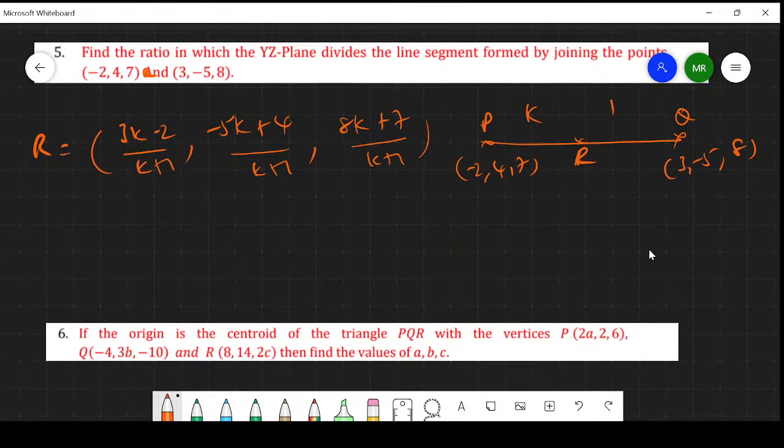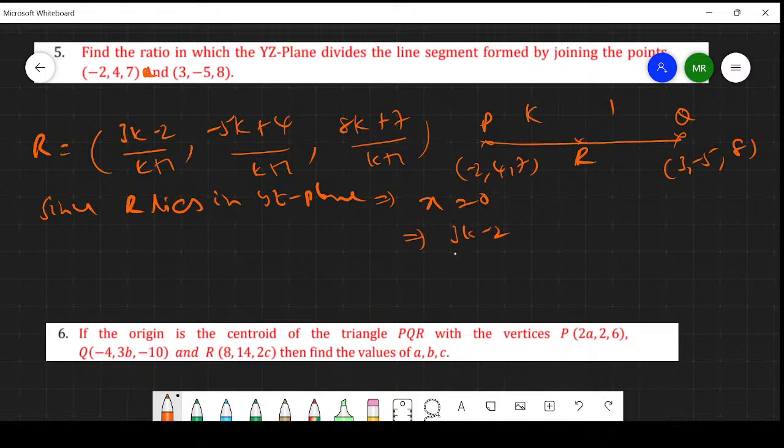Same thing. Since R lies in the yz plane, the x coordinate is equal to 0, right? In the yz plane, the x coordinate equals 0. So that implies, what is the x coordinate here? 3k minus 2 by k plus 1 equal to 0.